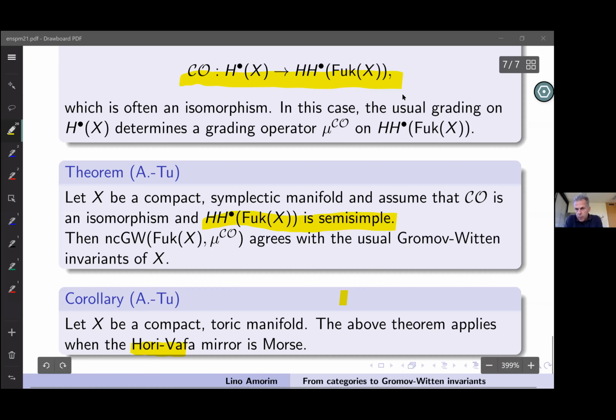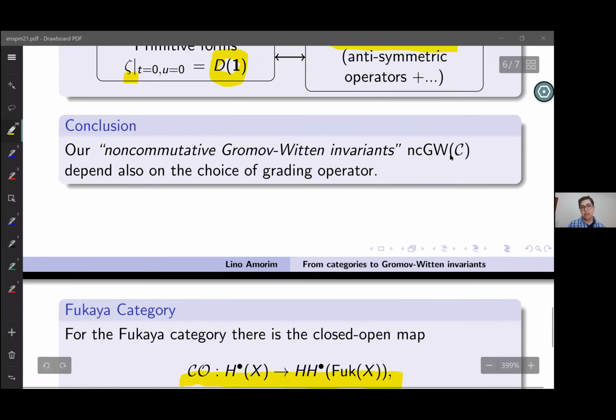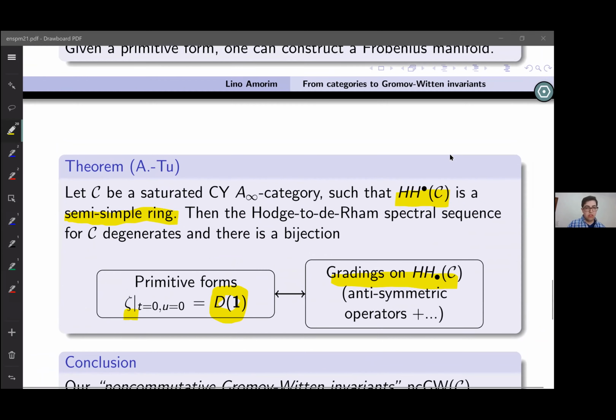I have here a question from Gonçalo in the chat, asking, in the example of deformations of complex structure, what do these primitive forms and gradings correspond to? Yeah, so these gradings here only make sense, or at least only seem to be relevant, in the semi-simple case. And with the primitive forms, it's kind of the other way around.